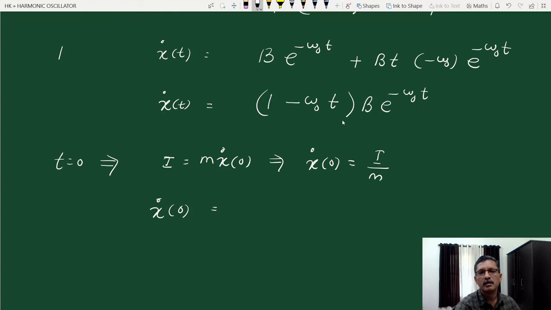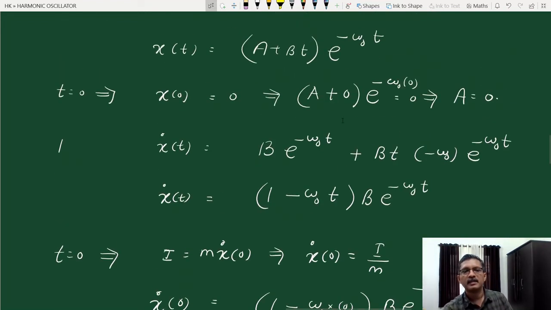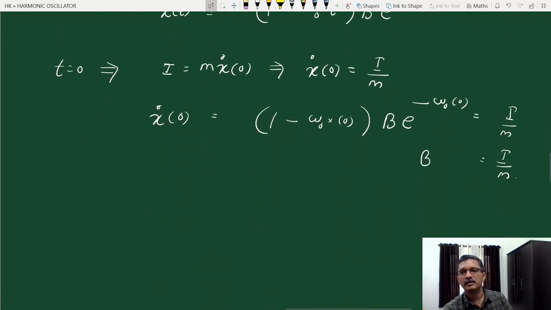What you get is 1 minus omega 0 into 0 and b e raised to minus omega 0 into 0. Okay, this is x dot, that's equal to I by m. So all the other terms will go. What you get is b is equal to I by m. So we get a equal to 0 from the first initial condition, and from the second initial condition we get b is equal to I by m.